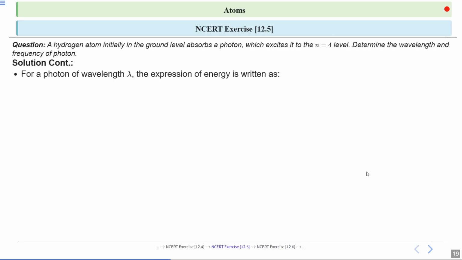To start solving this, let's recall how the energy of a photon relates to its wavelength. The energy of a photon is connected to its wavelength by a specific formula. The formula for energy of a photon is E equal to hc upon lambda. Here E is the energy of the photon and lambda is the wavelength.